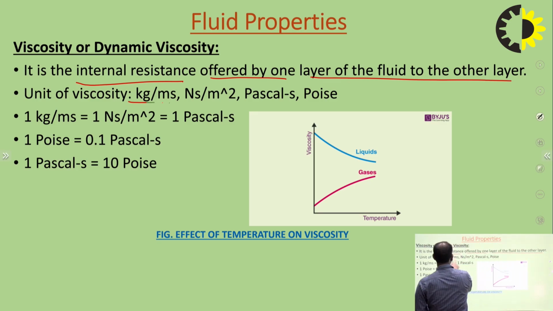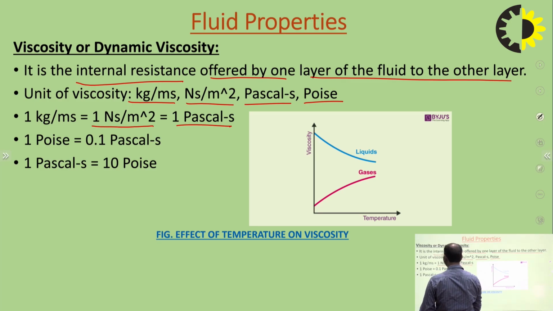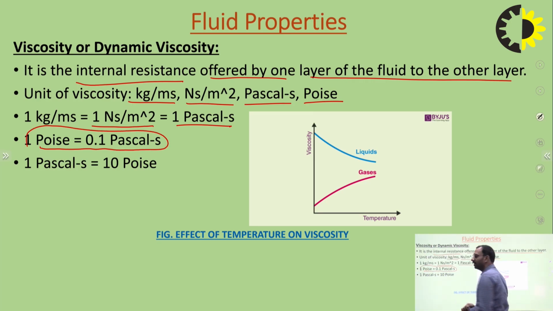Its unit is kg per meter second, or Newton second per meter square, or Pascal second, or poise. So basically, we can say 1 kg per meter second is equal to 1 Newton second per meter square, or 1 Pascal second, and 1 poise is equal to 0.1 Pascal second. Poise is the CGS unit of dynamic viscosity, and its SI unit is Pascal second or Newton second per meter square. 1 Pascal second is equal to 10 poise, or 1 poise is equal to 0.1 Pascal second.